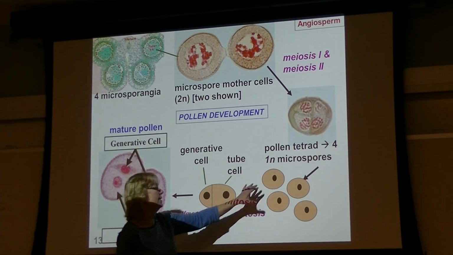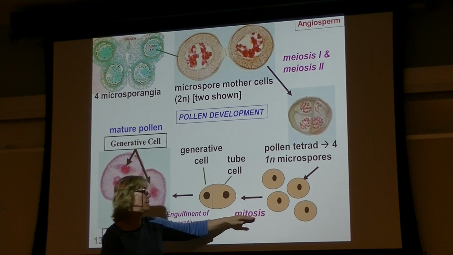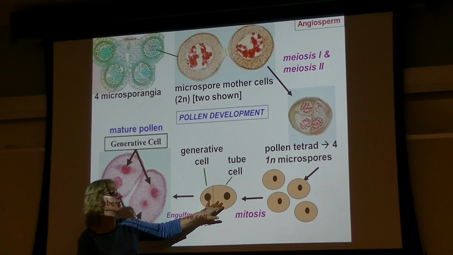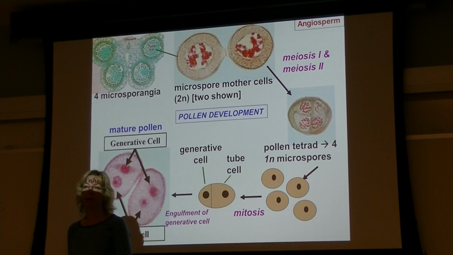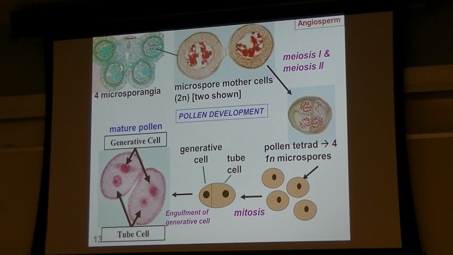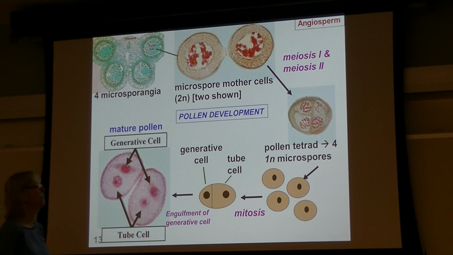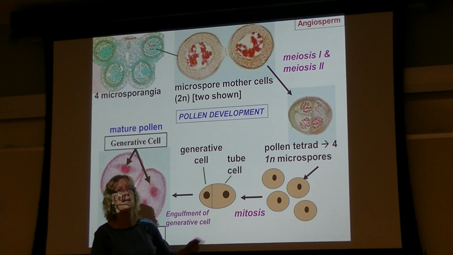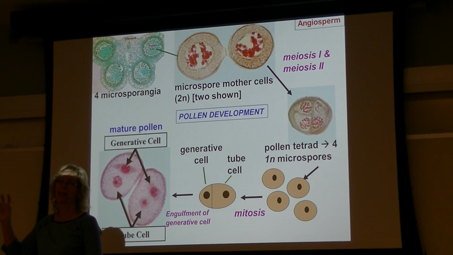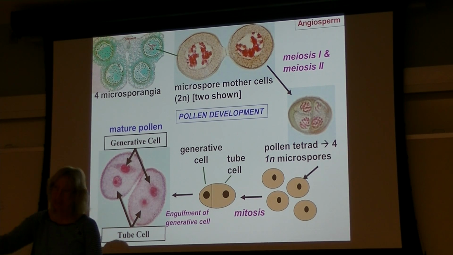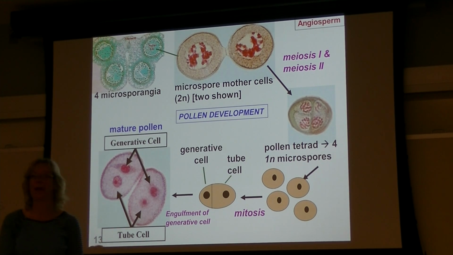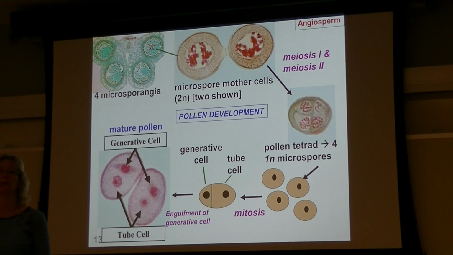Then these haploid cells, each one of them, will now undergo mitosis. So they go through one round of division and make these 2 cells. One of the cells is called the generative cell, and one is called the tube cell. So when we make a pollen grain, it'll be the tube cell, which is actually a single cell that grows an entire tube down the length of the plant in the female part and carries the sperm to the egg.